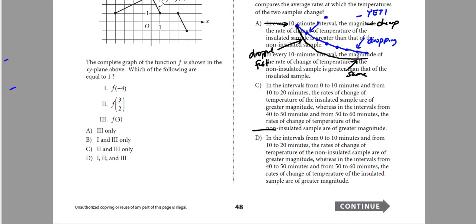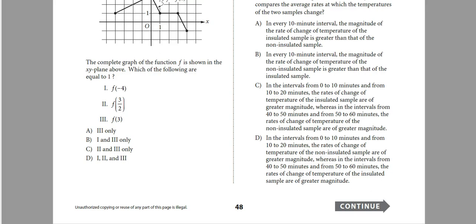Just really fast, I want to sketch what we had. Here's our graph, and I'm not going to be perfect, but the Yeti did something like this, and the non-insulated dropped much faster and then flattened out. I could read through all of these, but I'm going to jump to the correct answer.